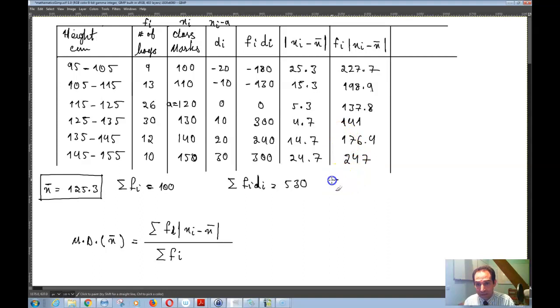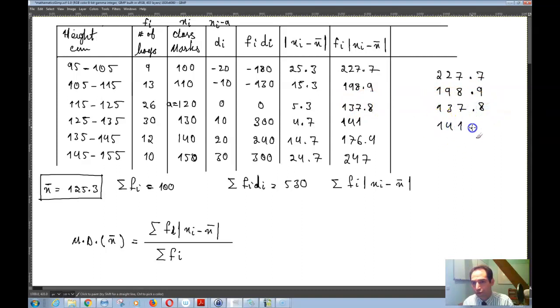Now if you calculate sigma f of i times the absolute value of x of i minus x bar, you will get, well, you have to add all of these numbers together: 227.7, 198.9, 137.8, 141.0, 176.4, 247. Add all of them together.